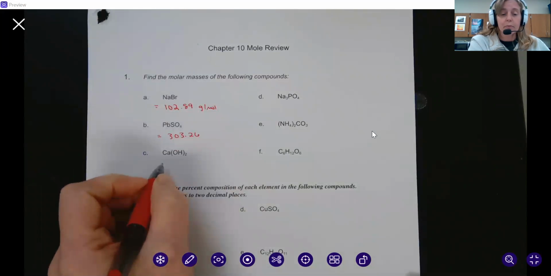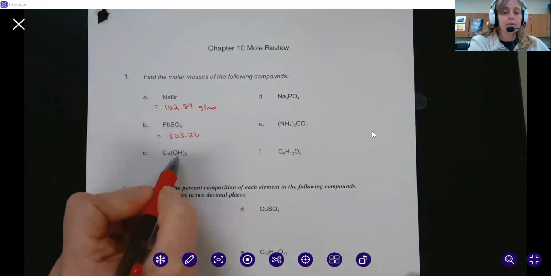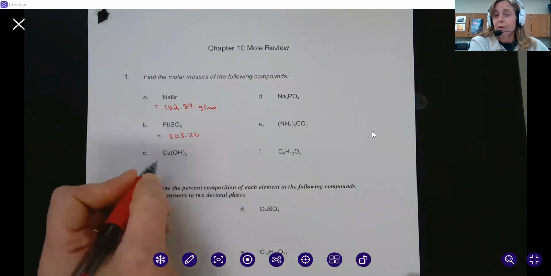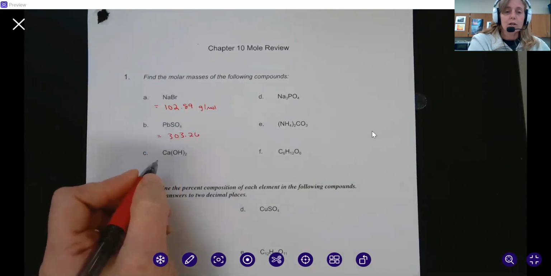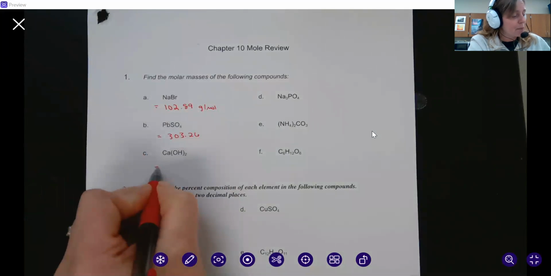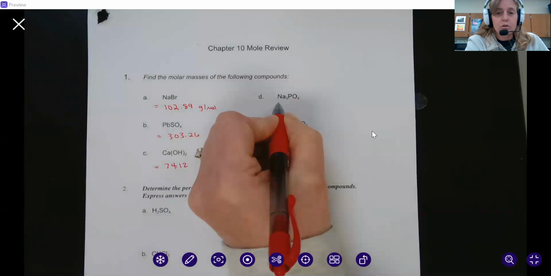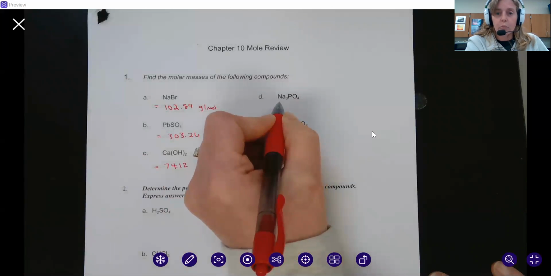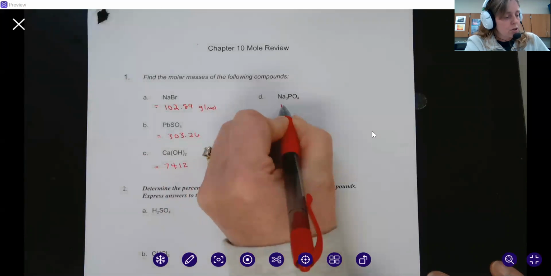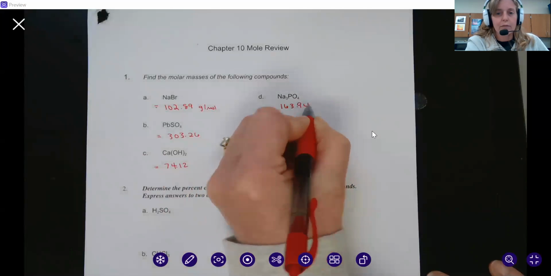Next is calcium. You're going to take calcium plus, and remember when you have a 2 outside the parentheses, you distribute that to both elements. So it would be 2 oxygens and 2 hydrogens. And when you add them up, it's 74.12. Okay, now the next one is sodium phosphate. 3 sodiums, 1 phosphorus, and 4 oxygens should be 163.94.